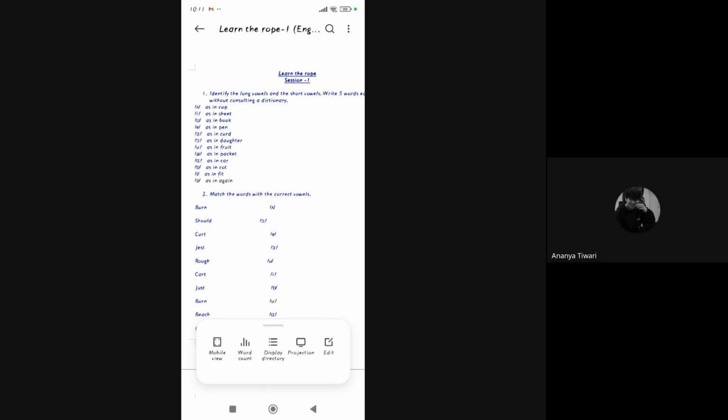Next one is curd. Curd. Short vowel. Curd has a short vowel. Yes, ma'am. No. Curd doesn't have a short vowel. Curd has a long vowel. Right. Now for that you will have to look at your chart again. If you don't have the chart, then there is no point. But curd has a long vowel, right?